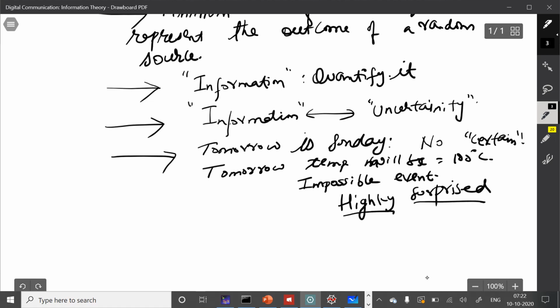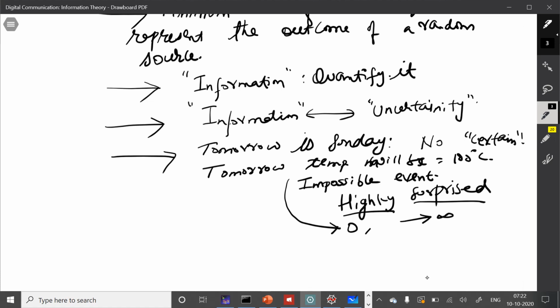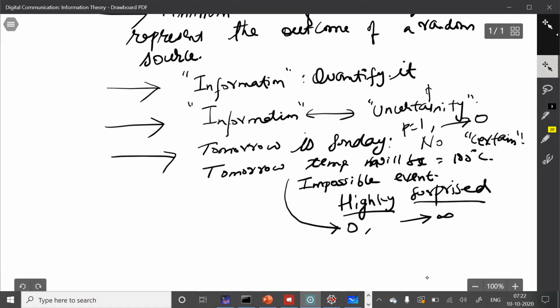So there should be a metric where, if the probability of this event is 0, we should get something closer to infinity. So you are infinitely surprised with this news, right? Whereas here the probability that tomorrow is Sunday is 1, so you should get an answer closer to 0. Something is very certain, you should have no information about it, because there is no uncertainty.